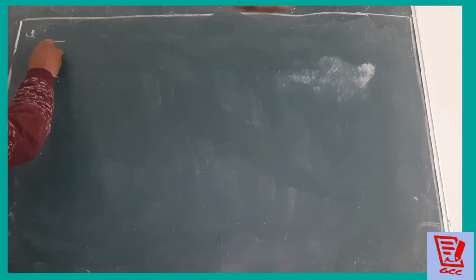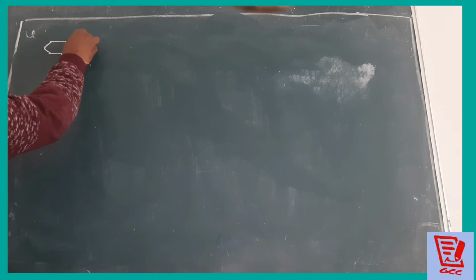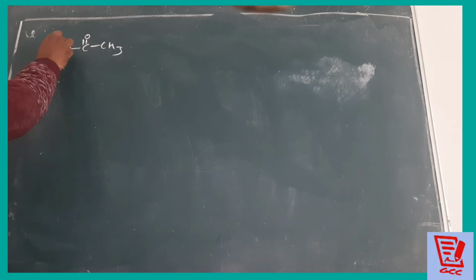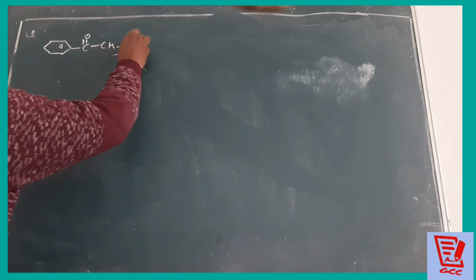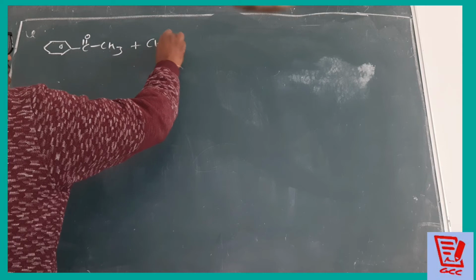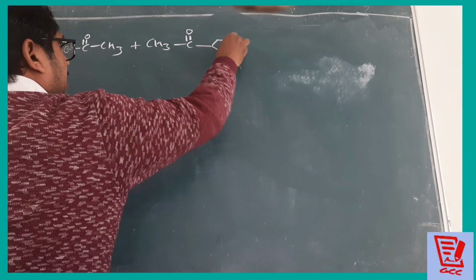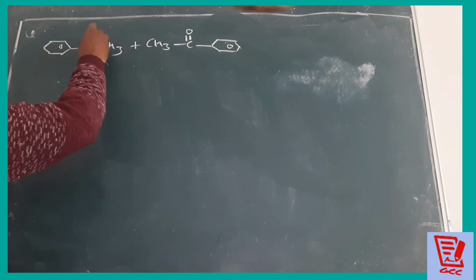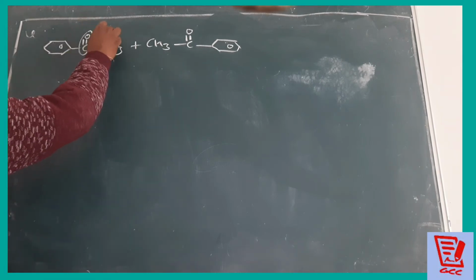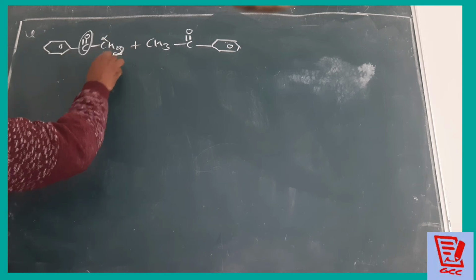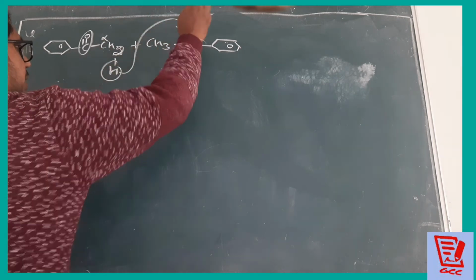Let it be this one I am writing there. This is benzene COCH3, acetophenone. And in the aldol condensation, what was the condition? That both the molecules should be same. Now you see, here this is the functional group. This is the alpha carbon, 3 alpha hydrogens. So one hydrogen I can keep there.